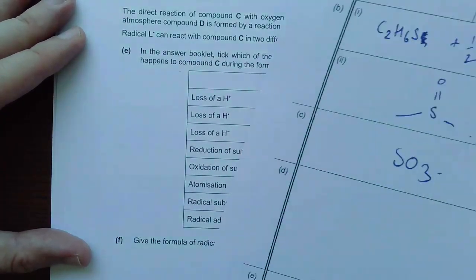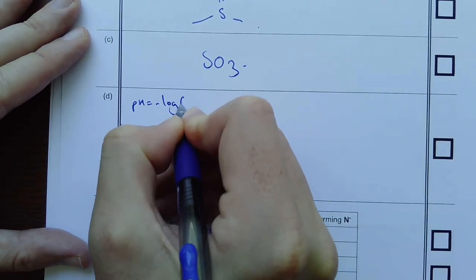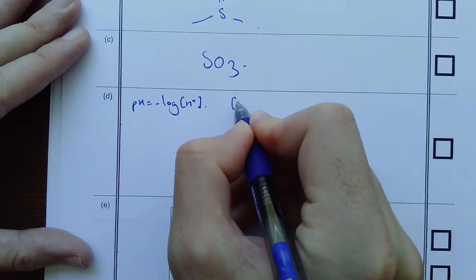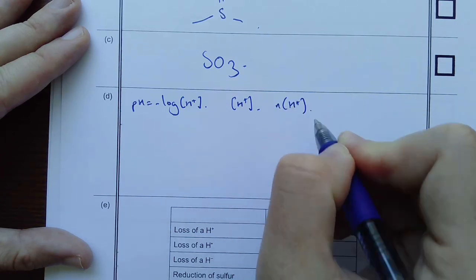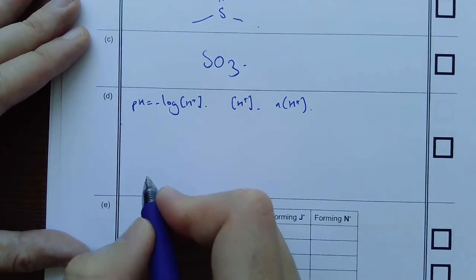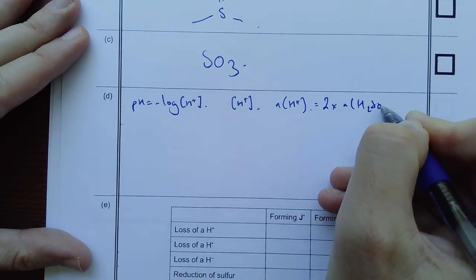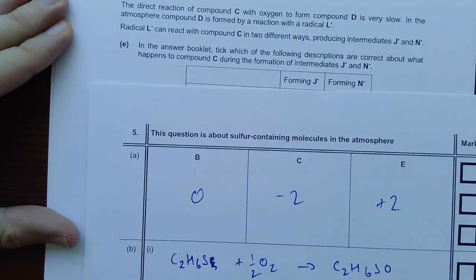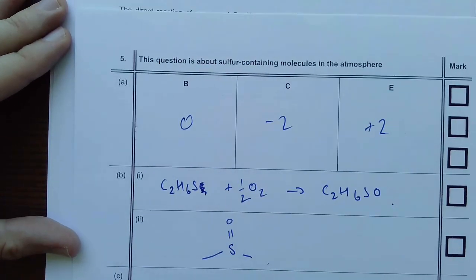So what we need to do is work out the moles of... obviously pH is minus log H plus, so I need to work out my H plus concentration. To do that, I need to work out my moles of H plus, and that is going to be equal to 2 times the moles of H2SO4. And the moles of H2SO4 is going to be the moles of SO3. Okay, so we want to work out the moles of SO3.